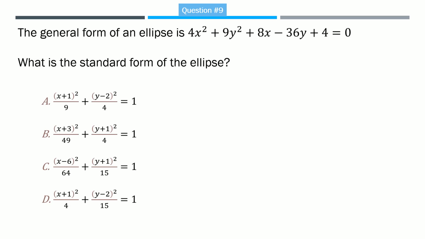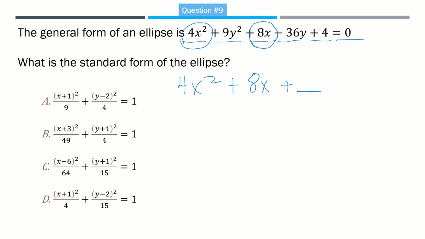The general form of an ellipse is 4x squared minus 9y squared plus 8x minus 36y plus 4 equals 0. And we want to put that into standard form. So I'm going to start by grouping together the terms that have an x variable in them. Then I'll order it from the highest power. That's going to be 4x squared plus 8x. And I'm going to add something to this to complete the square.